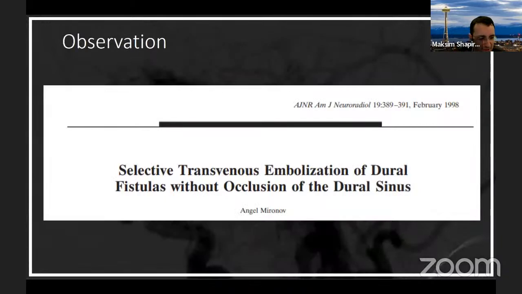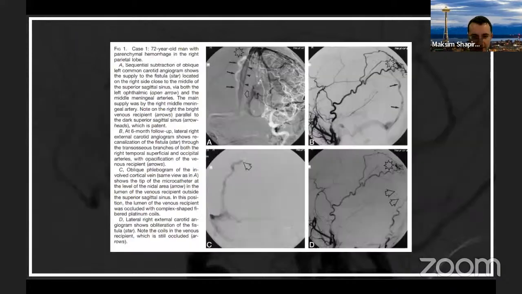Now we go a little bit to observation, talking about the scientific paradigm and how we form our theories. A lot of stuff starts with observation. In this particular topic, observation would be this: the earliest publication that I know of, by Mironov, about this selective transvenous embolization sparing the sinus. And that was published in 1998.